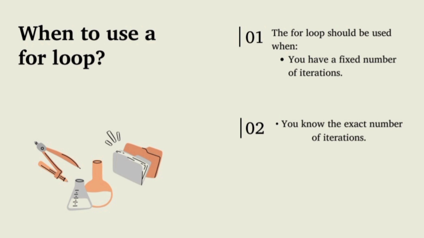When to use a for loop? The for loop should be used when you have a fixed number of iterations and you know the exact number of iterations.